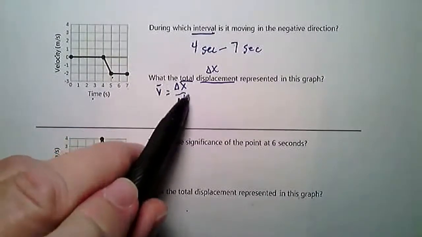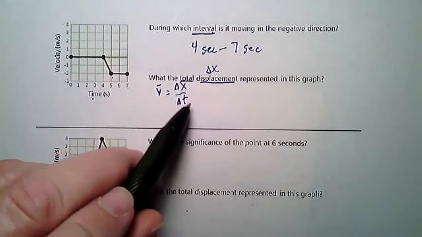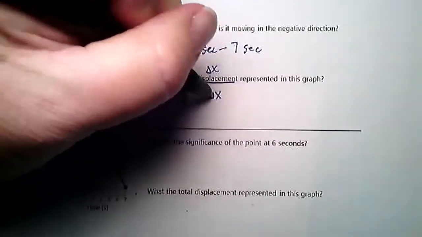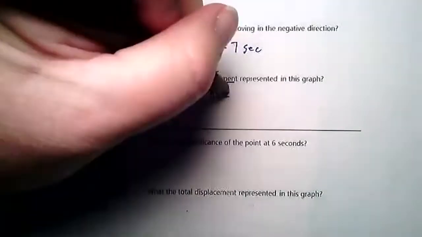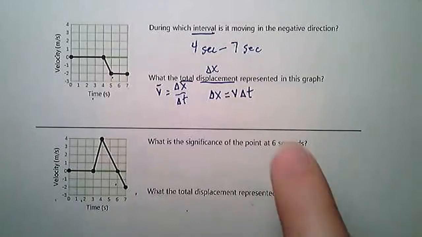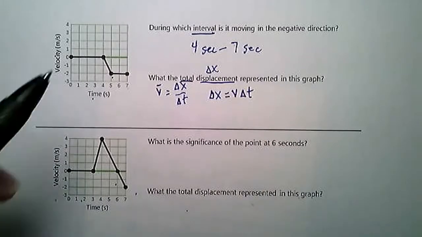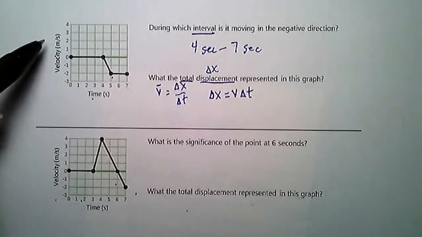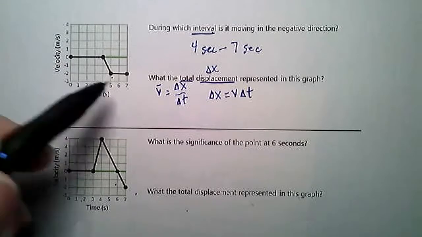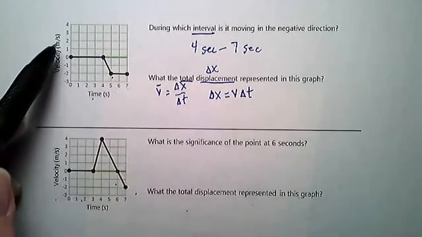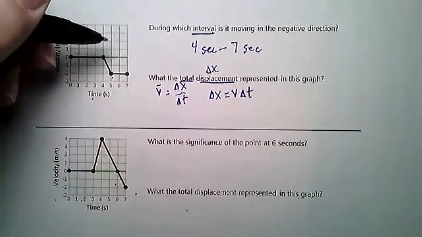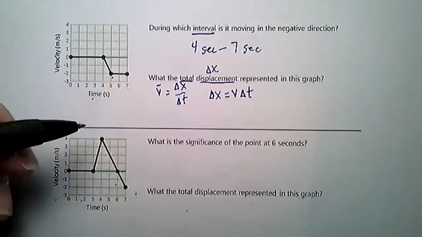How can I solve this simple equation for delta x? Well, I just multiply both sides by delta t. So I could say that delta x, the thing they're asking me for, equals velocity times time. Now, think about what we have in this graph. We have velocity and time. And so when you're multiplying the two axes together, time and velocity, what we really want to do is just figure out what area we have.